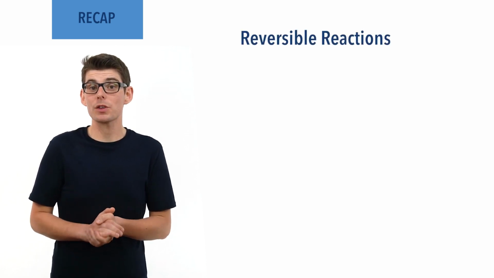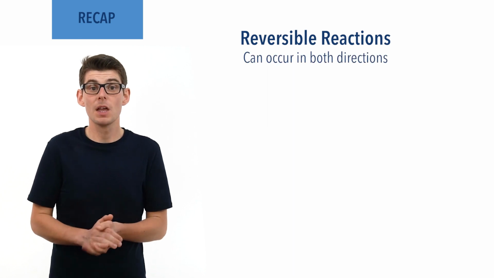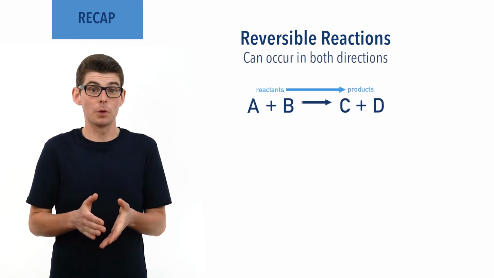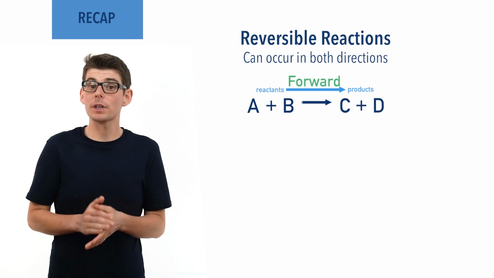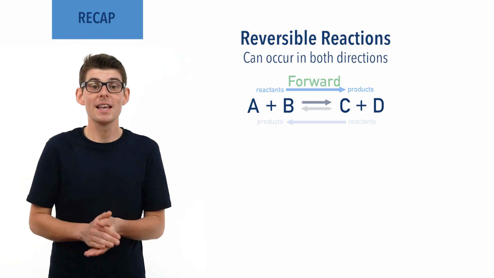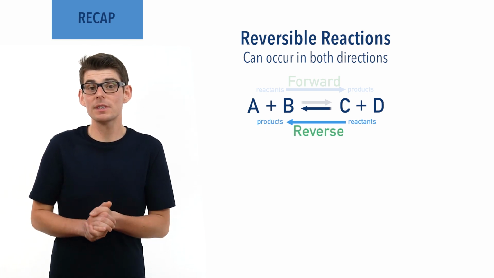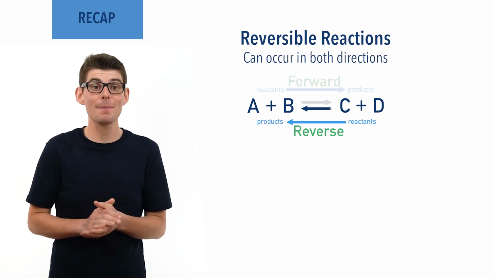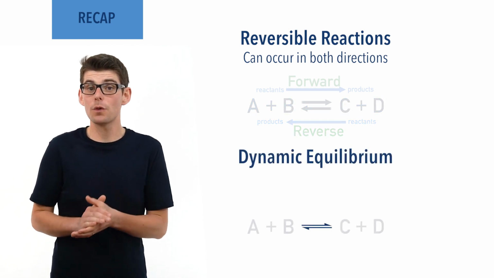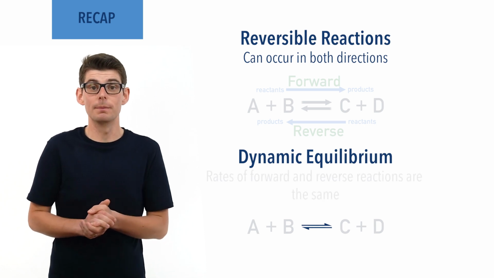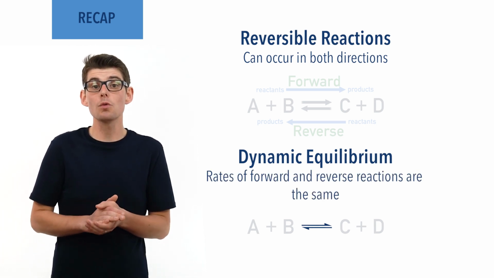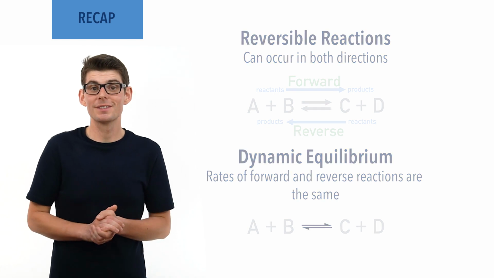Before we talk in detail about Kp, there are a few essential ideas you need to be comfortable with. A reversible reaction is one in which the reaction can proceed in both directions. Reactants can react to form products in what is called the forward reaction, and these products can also react to form the reactants in what is called the backwards or reverse reaction. In a closed system, reversible reactions reach dynamic equilibrium when the rates of the forward and reverse reactions are the same, meaning concentrations of all reactants and products are constant.